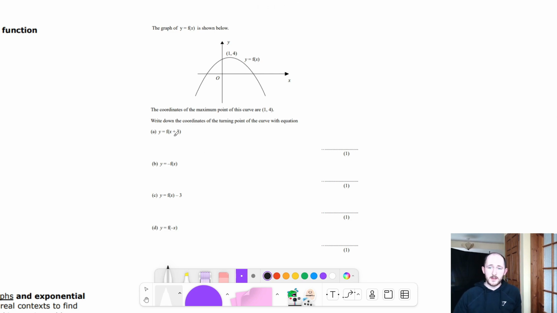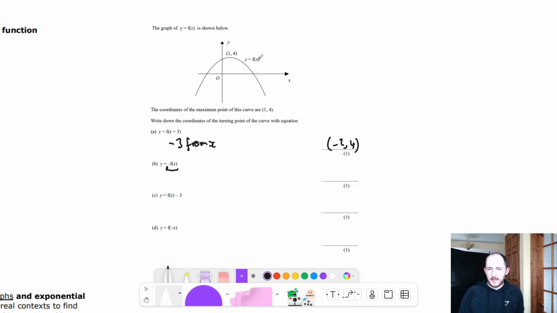If it's inside the bracket, it affects the x coordinates only, and it does the opposite of what it says. So what this means is we're actually going to subtract 3 from x. I know it affects x because it's inside the bracket, and it does the opposite. So all we're going to do is subtract 3 from this value over here, which would make that -2, 4. So effectively all you're doing is moving the graph over to the left.